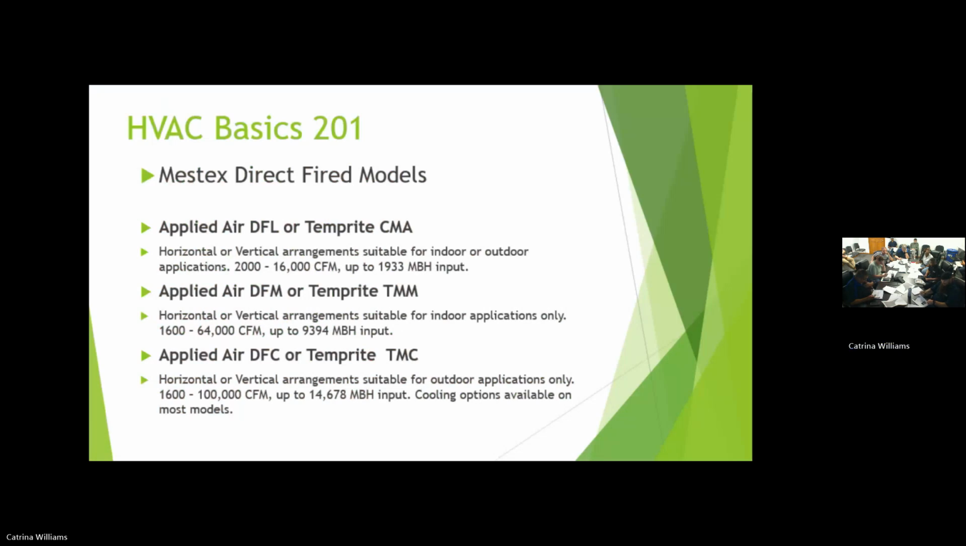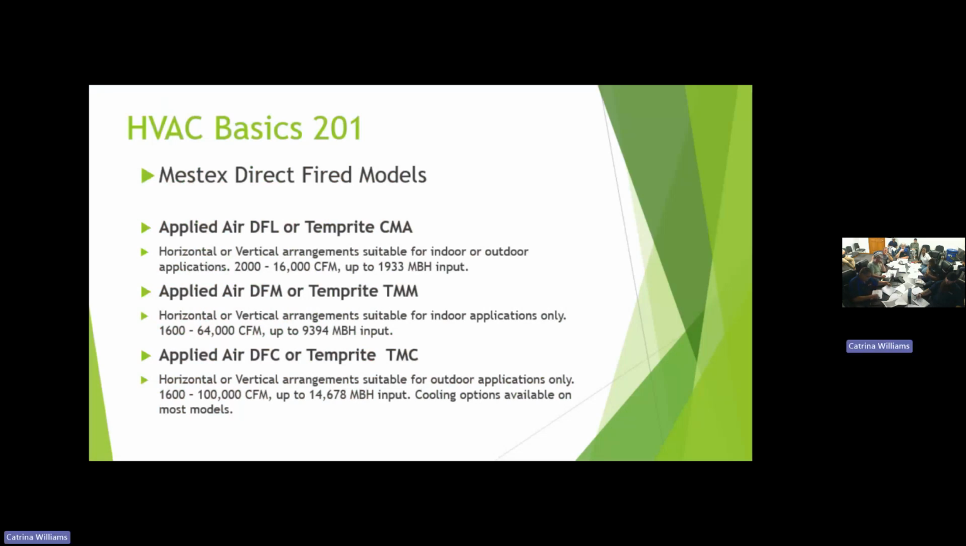So what do we offer for direct-fire units? We have Applied Air and Temp-Air. They both make the same unit with a different name on it. The DFL or CMA can be either horizontal or vertical. It's made for indoor or outdoor applications. We go from 2,000 to 16,000 CFM in those units. They're all single blowers. We go up to almost 2 million BTU input on that model.